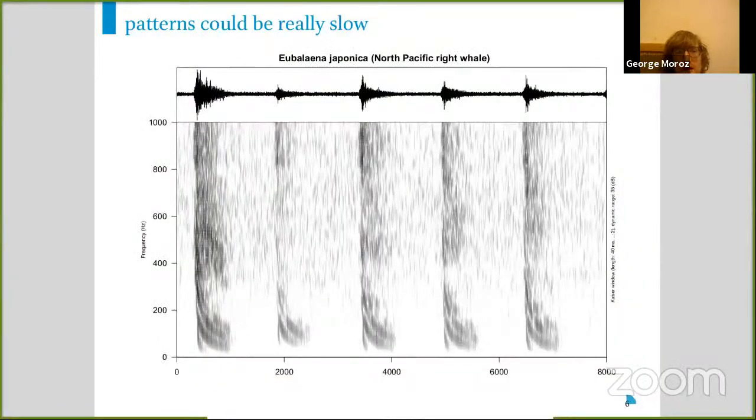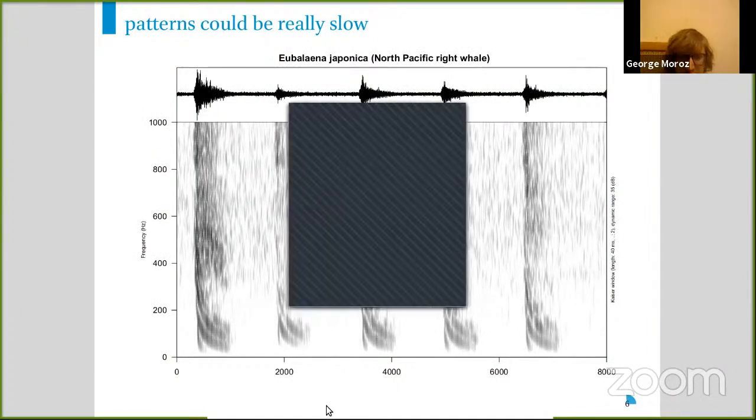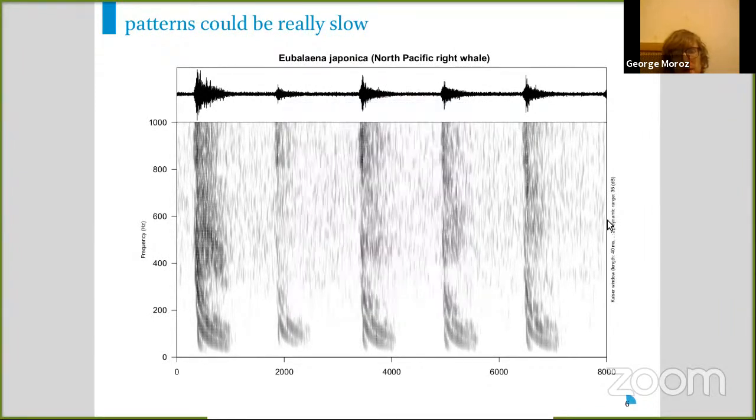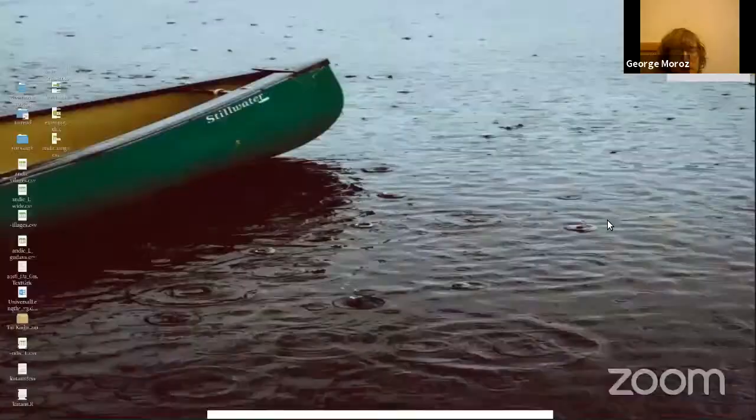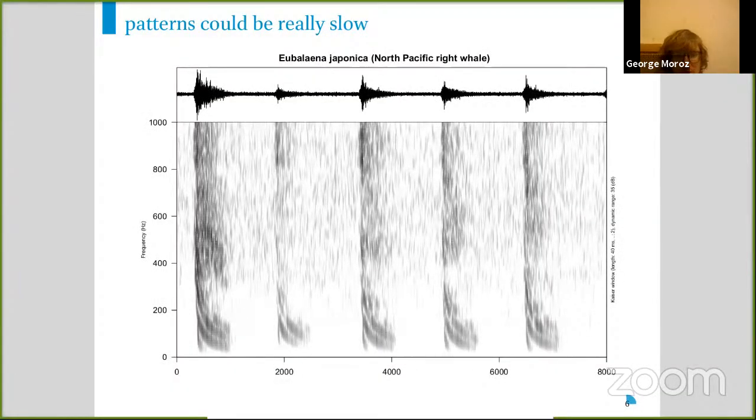Another thing that, as far as I remember, Alexander mentioned: patterns could be really fast, but they also could be really slow. So this is something that happens.